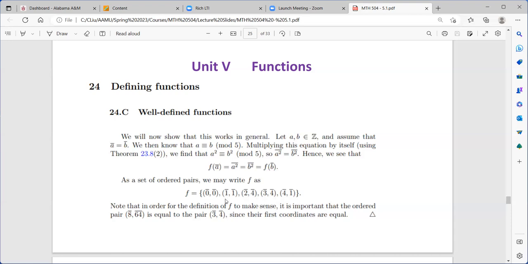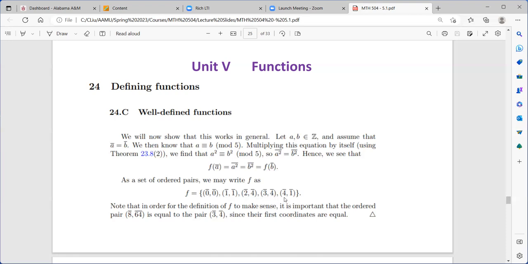And for 1 bar in the domain, if you square 1, you get 1. So the function value is also 1 bar. Okay, so we get another ordered pair, 1 bar, 1 bar. And for 2 bar in the domain, square 2 equals 4. So the function value is 4 bar. So that's the third ordered pair, 2 bar, 4 bar. And for 3 bar, we get 4 bar. Okay. So that's another ordered pair.